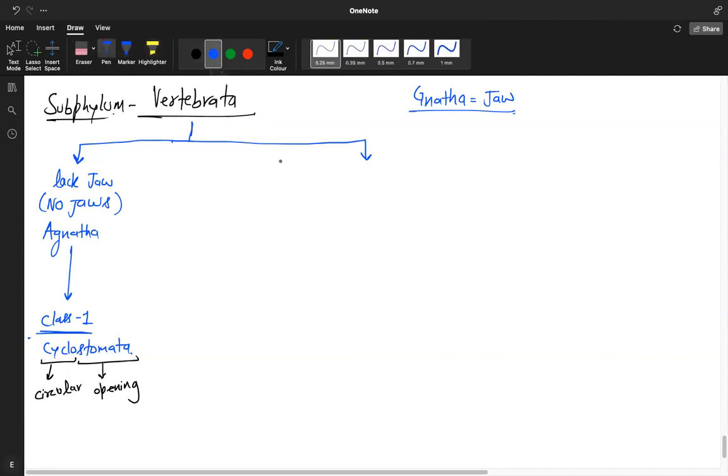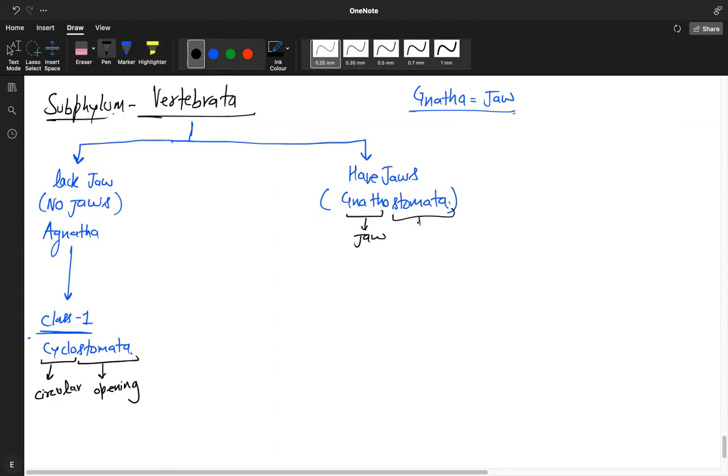Okay, they lack jaws; these ones have jaws. So they are called gnathostomata. Stomata again means opening and gnatho means jaw. So they have a jaw opening. Okay.